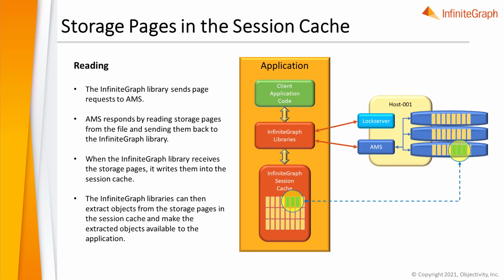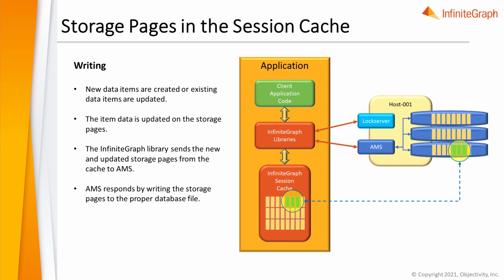When an application performs a query, the InfiniteGraph libraries translate the query into a series of page requests to AMS. AMS responds by reading the storage pages from the containers in the database files and sends them back to the application that requested them. When the InfiniteGraph library receives the storage pages, it writes them into the session cache, which is an in-memory storage area. The InfiniteGraph libraries can then extract the objects from the storage pages in the session cache and make them available to the application.